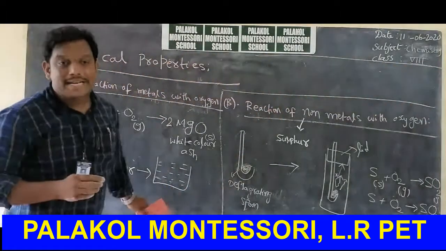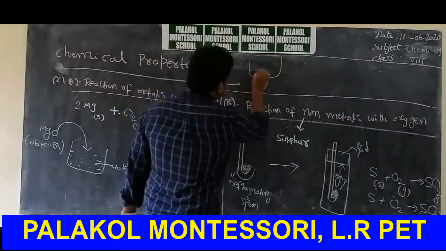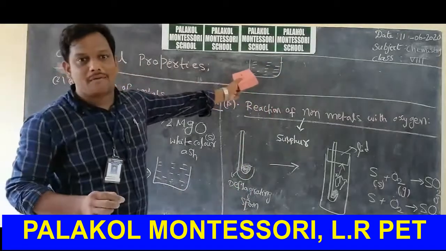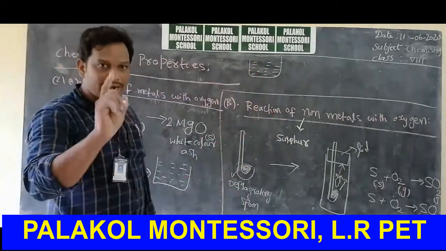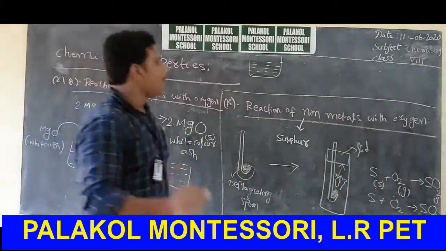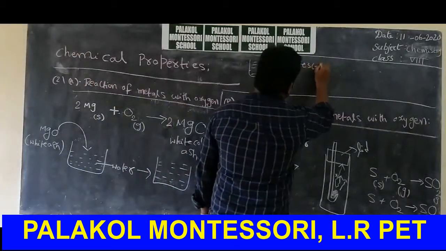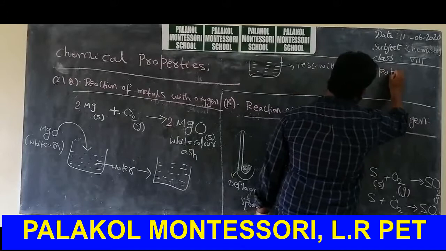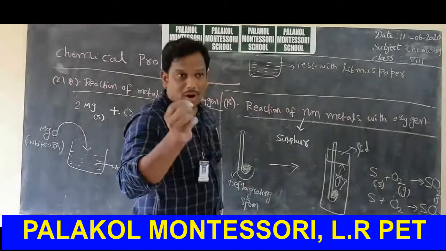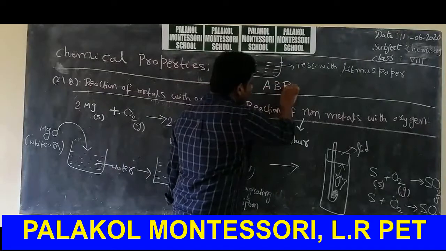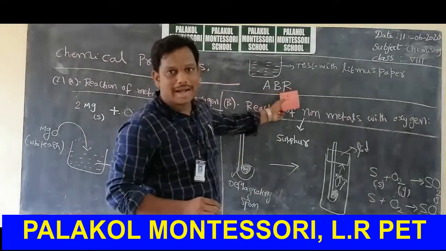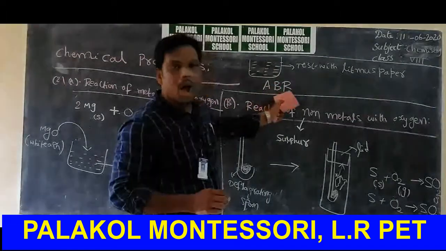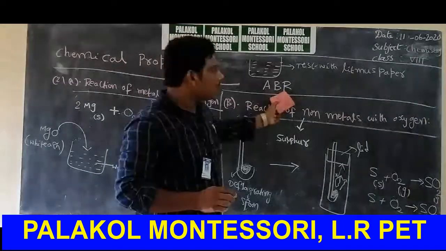So now test this solution with the help of litmus papers. In your 7th class, we already had an idea about litmus papers, blue litmus paper and red litmus paper. I already gave you one code: ABR. A for acid, B for blue, R for red. Acids convert blue litmus paper to red.